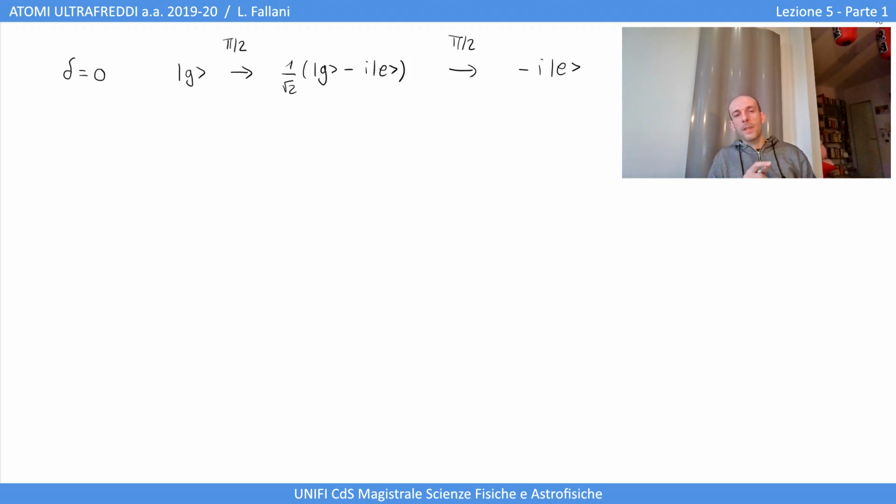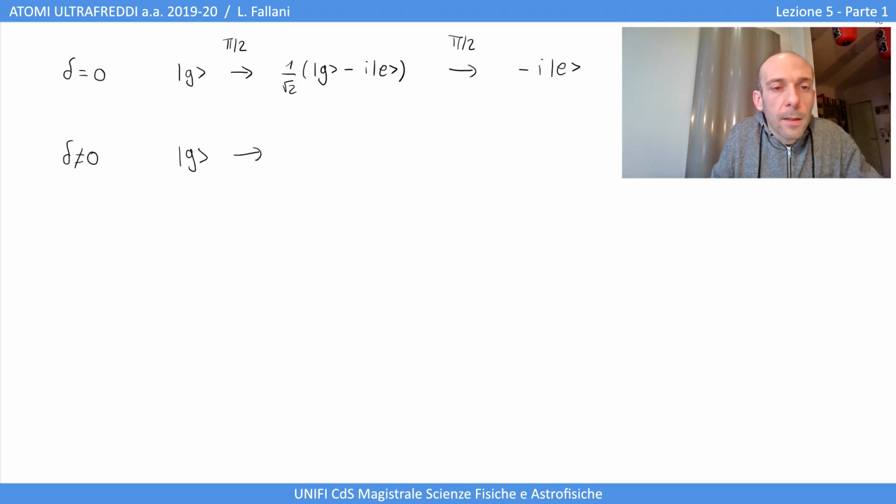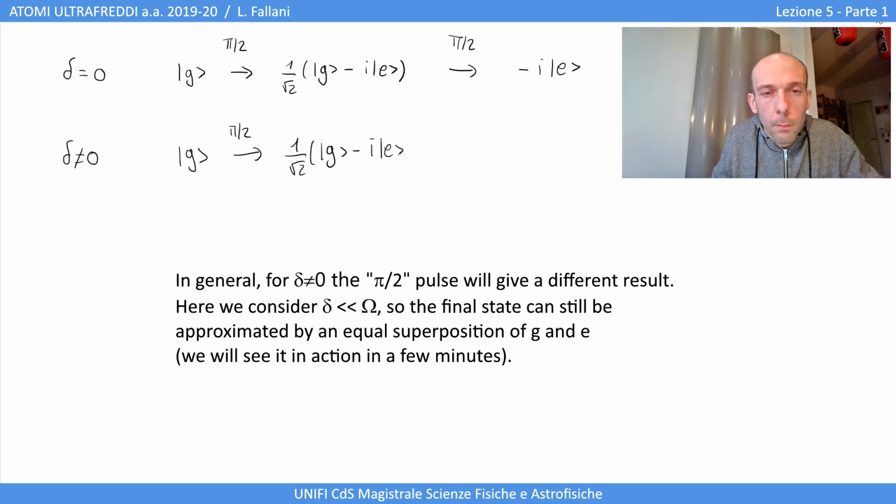But what happens if you have a non-zero detuning? I will not be extremely formal here, I just want to give you the feeling. Then I will be more formal in a couple of minutes. So what happens if delta is different from 0? Again, the first pi half pulse will produce this superposition. Fine.